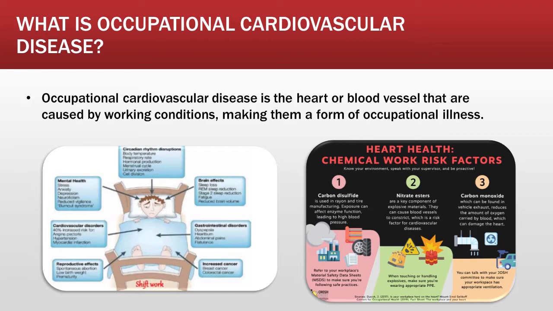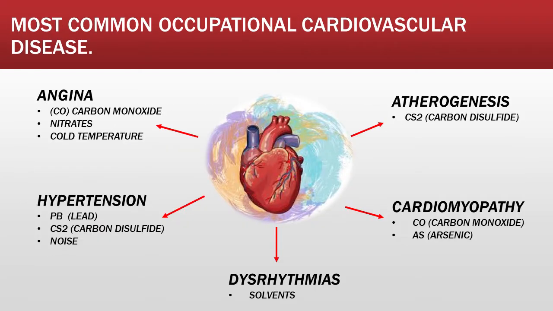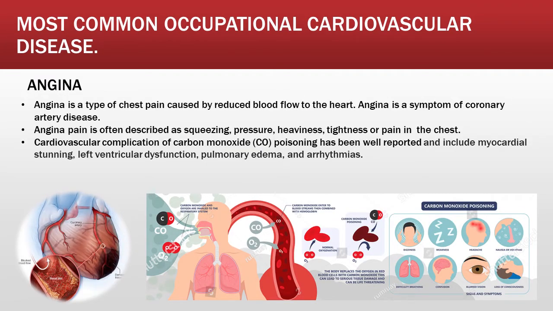What is occupational cardiovascular disease? Occupational cardiovascular disease is a disease of the heart or blood vessels that is caused by working conditions, making it a form of occupational illness. So, let's see what the most common occupational cardiovascular diseases are. The most common cardiovascular diseases include angina, hypertension, dysrhythmias, cardiomyopathy, and atherosclerosis. So, let me explain further about angina.